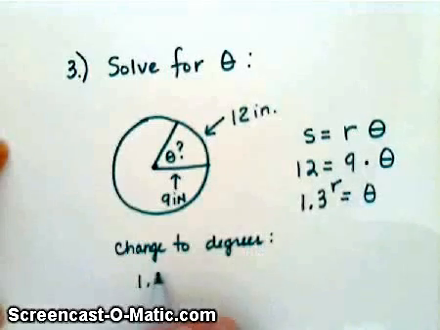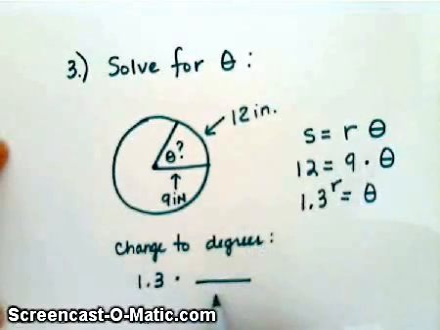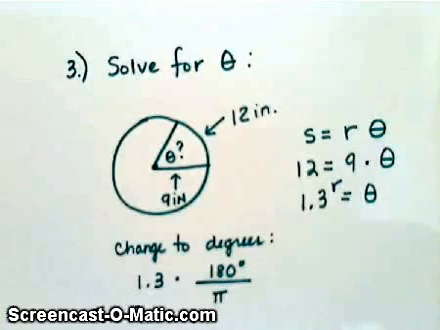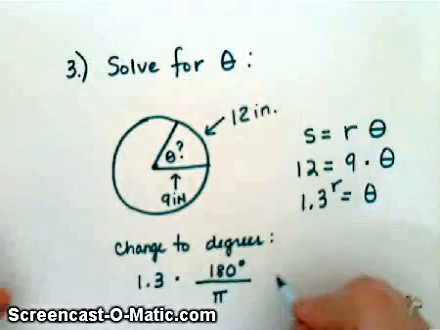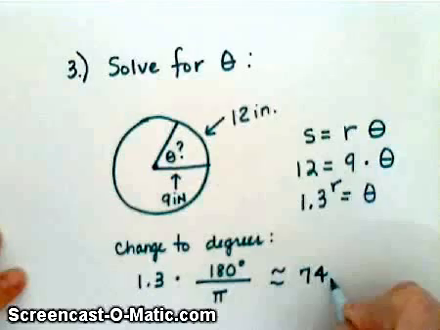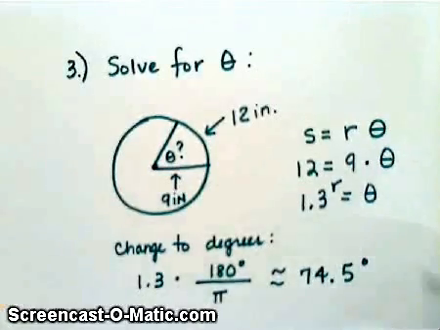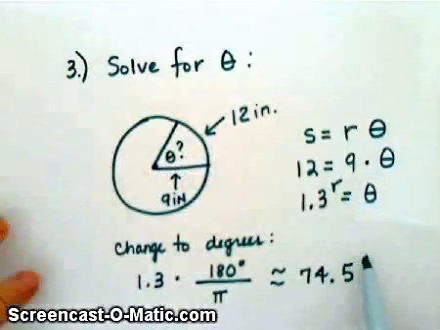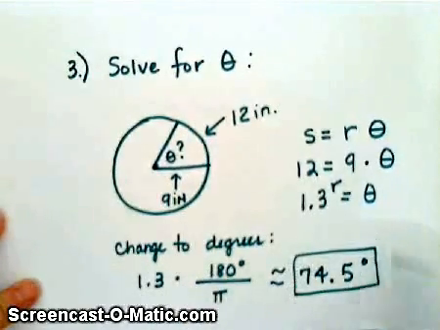We'll take the 1.3 radians, multiply it by pi on the bottom, 180 on the top, because radians will cancel radians, and just multiply across 1.3 times 180, and then divide by pi, and we get approximately 74.5 degrees. And does that make sense? If that's a little more than 57, then this should be bigger than 9, and that is true. So our angle in degrees is about 74.5.